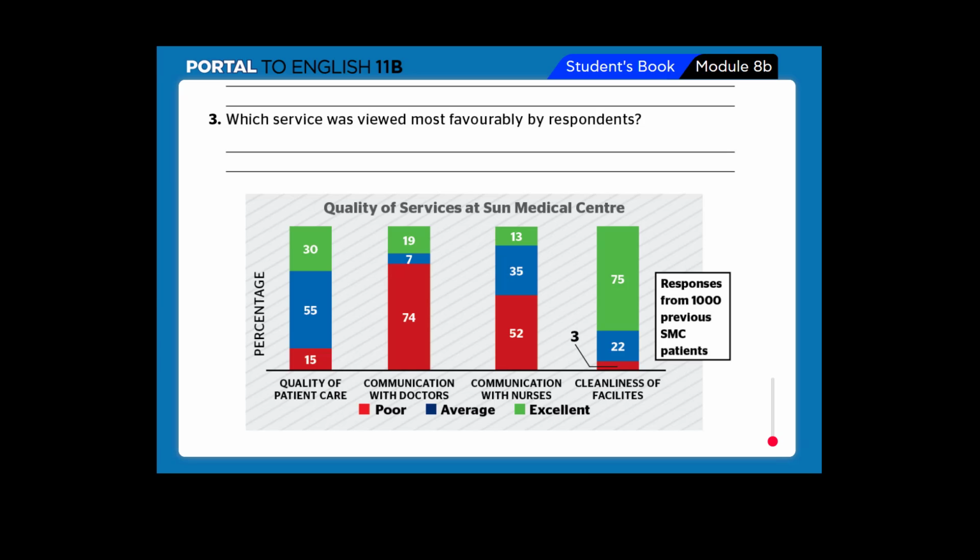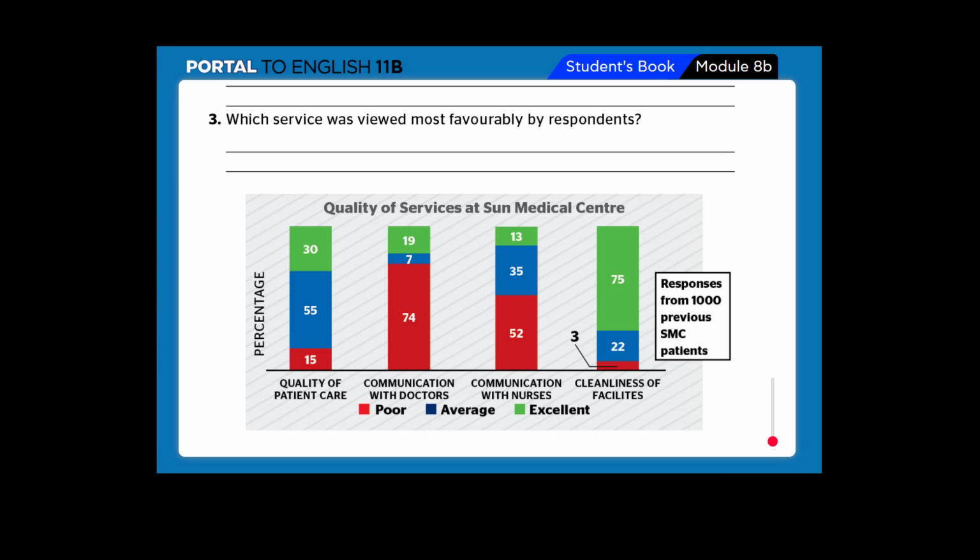If you look again at the 4 bars we can see 4 categories or 4 criteria. عندنا 4 أقسام لاستجابات المرضى أو 4 معايير. Quality of patient care جودة رعاية المرضى. Communication with doctors التواصل مع الأطباء. Communication with nurses التواصل مع فريق التمريض. And finally, cleanliness of facilities نظافة المرافق.